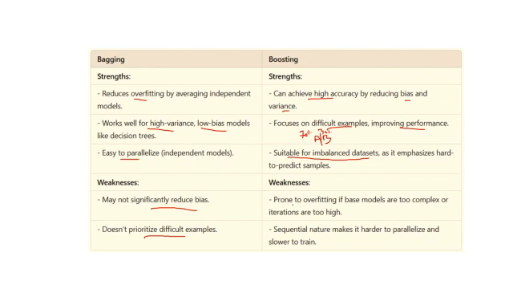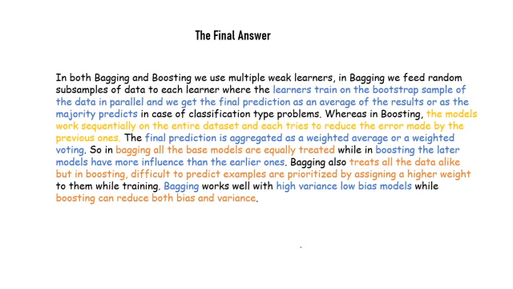And then the weaknesses are it is prone to overfitting if the base models are too complex or iterations are too high. And the sequential nature also makes it harder to parallelize, and it is also slower to train. Now, since you have both, I would highly recommend you to frame your own answer, though I have an answer prepared. But you can obviously change it.